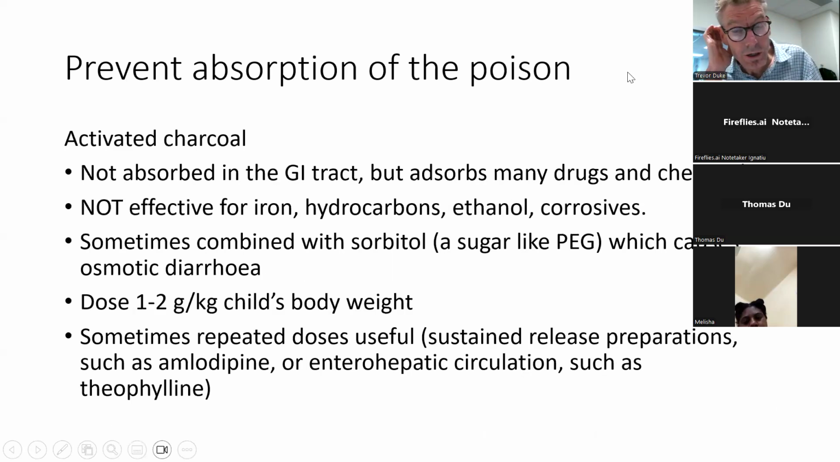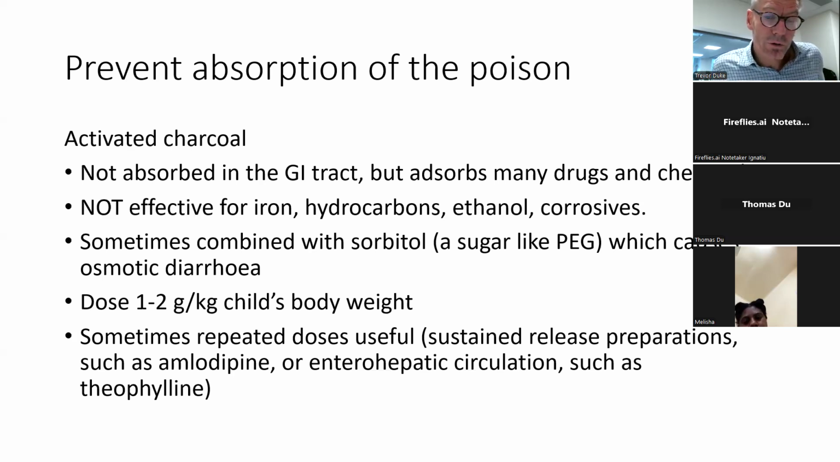Activated charcoal, as I said, is the most used absorptive agent, and it's highly effective against many drugs. So it absorbs many drugs and chemicals. Lots of different drugs can be absorbed by activated charcoal. It's not effective against a few, so you should never use it for iron or for hydrocarbons like kerosene or petrol, or for ethanol if a child's taken an overdose of ethanol, or corrosives. Charcoal won't be effective against that, or it might lead to vomiting that'll be more dangerous. But for drugs that do get absorbed by activated charcoal, it can be highly effective in reducing the absorption through the gastrointestinal tract into the bloodstream.